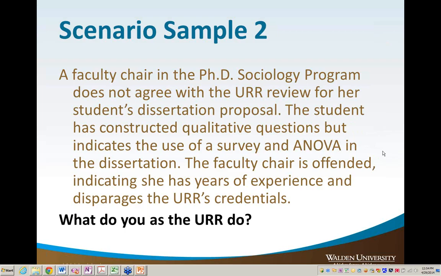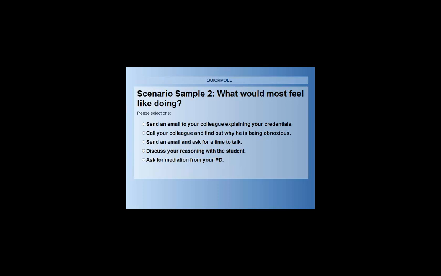Real issues. The student has constructed a qualitative question but indicates the use of a survey and an ANOVA in the dissertation. The faculty chair is offended, indicating that she has had years of experience and disparages the URR's credentials. This is another professional that is doing this looking. It's sort of a third eye out there. So you are the URR. Now, what do you do? You've been told. So here's your survey. So do that if you would, please.